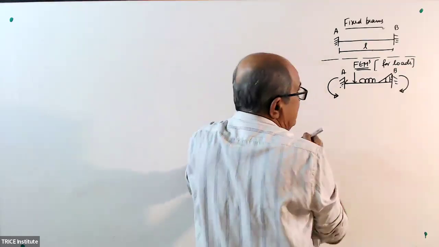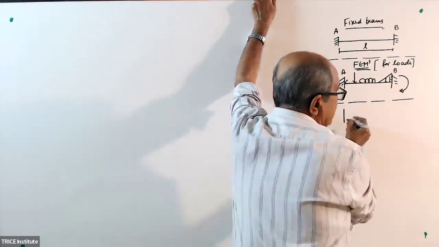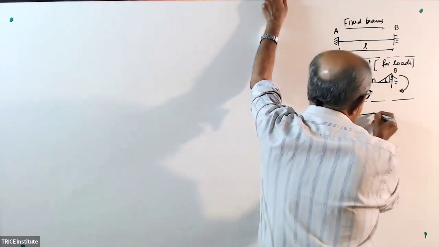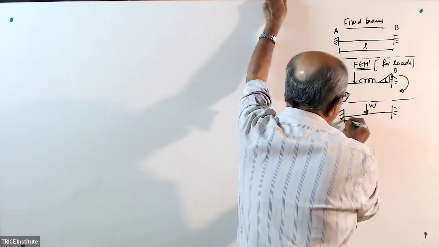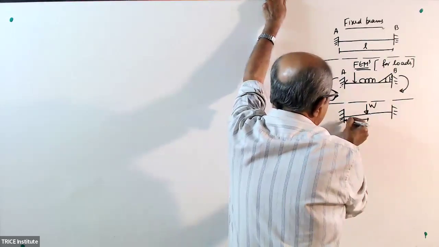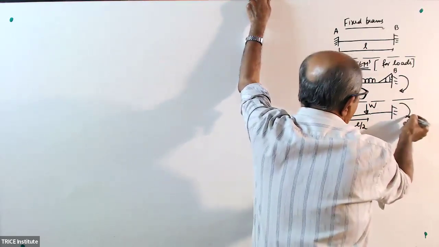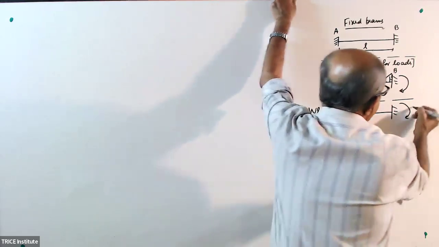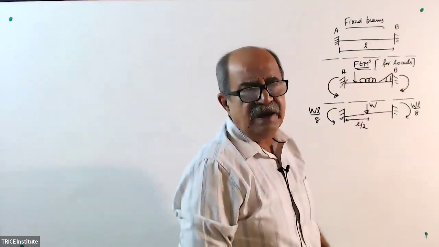Now, I will write standard formula which you require today. Say, 1. You should write everything, you should write by words. Fixed beam subjected to central point load. See, W. This is L by 2. I already told length is L. Length is L. This is L by 2. Then this FEM and this FEM you require. The FEMs are WL by 8. This also WL by 8. Both are equal. Both are WL by 8.